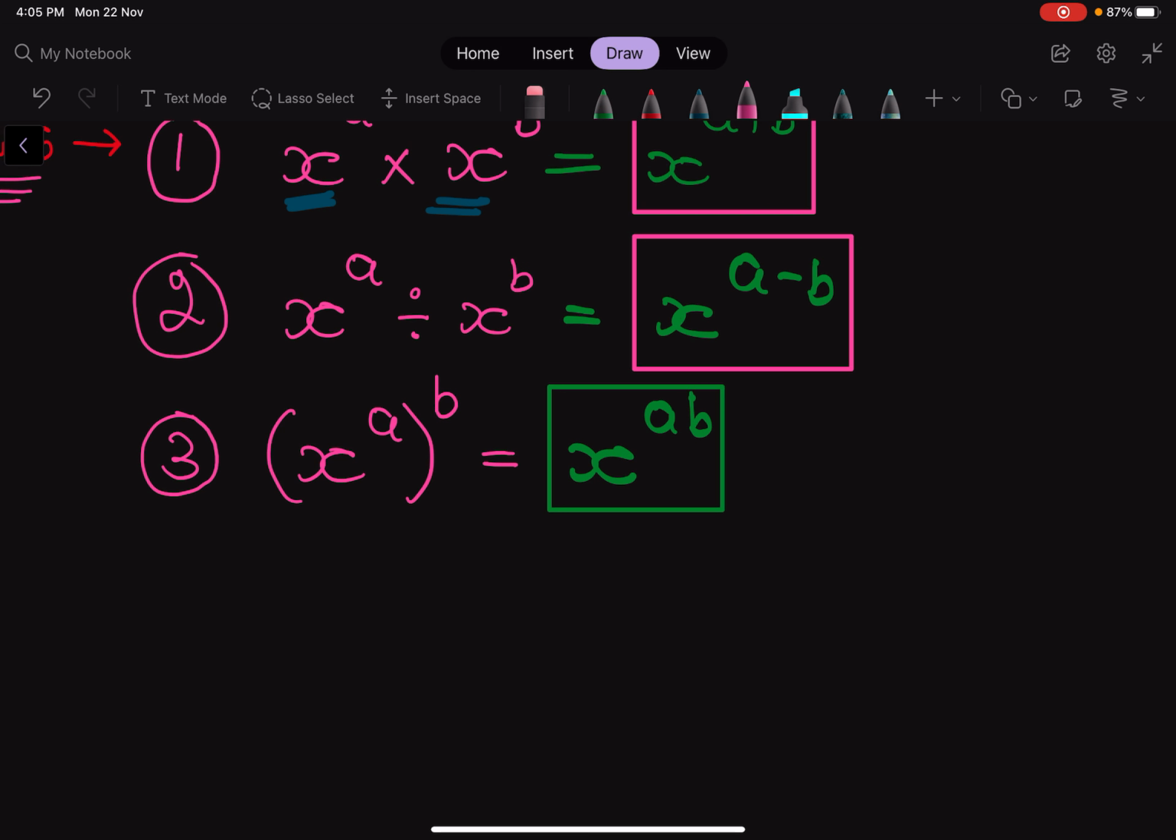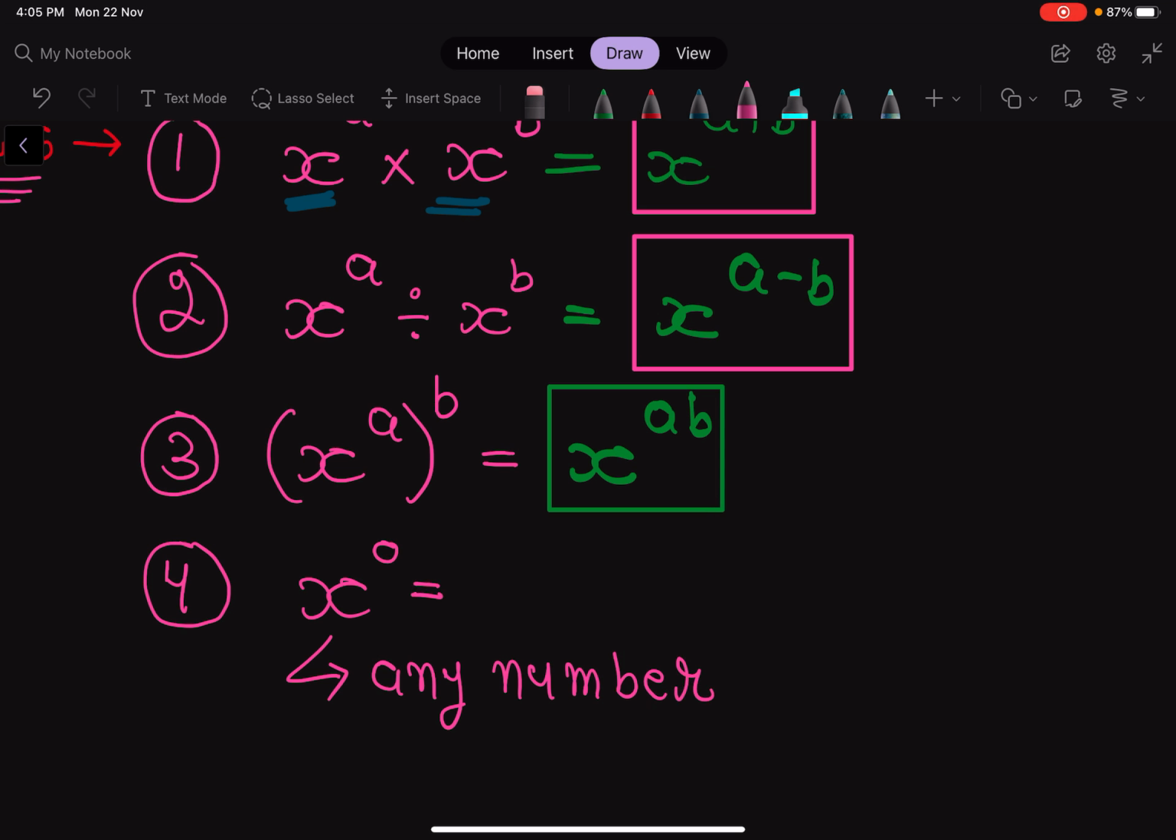Moving on to the next rule, any number, if raised to the power 0, x is any number, then the result will be 1 always. Please keep this in mind, guys.